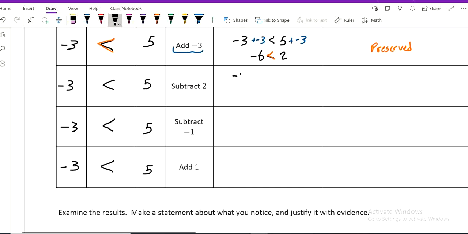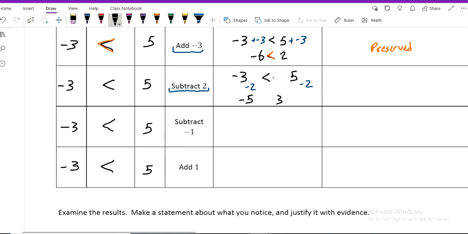So again, we have negative 3 was the first number I selected. Positive 5 was the second number. Our symbol right now, when we have negative 3 and positive 5, still is facing the positive 5. Now it's telling us to subtract 2. So we're going to subtract 2 from both sides. So what are we going to end up with? Well, negative 3 minus 2 is going to equal negative 5. 5 minus 2 is going to equal positive 3.